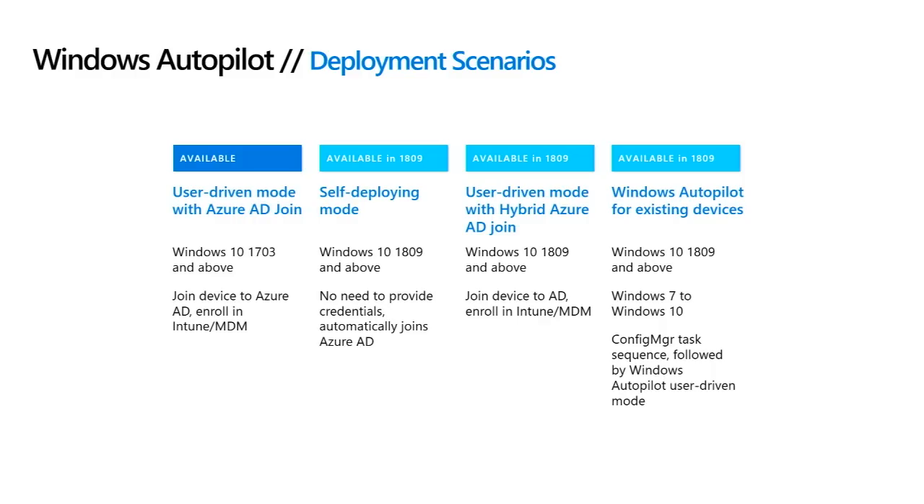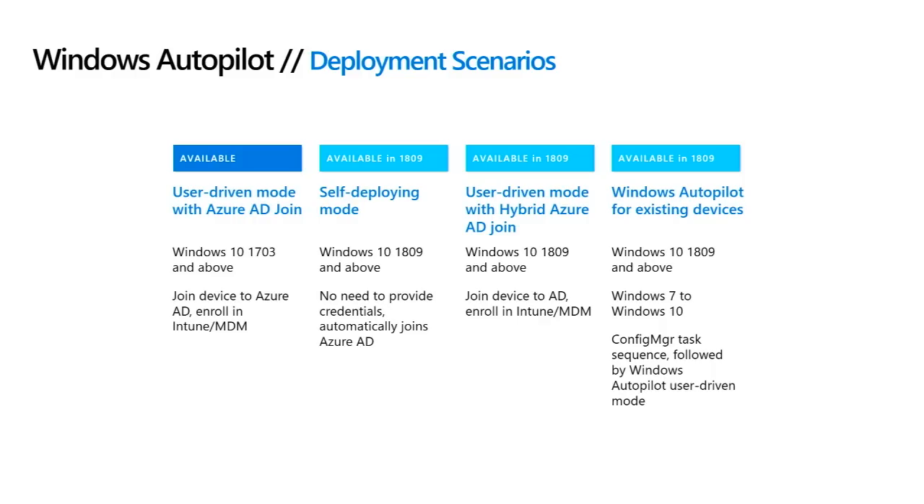The third one is user-driven mode with Hybrid Azure AD. This scenario is the one where, again, similar to the first one, users are prompted for user credentials in the out-of-box experience. However, the end state here is a device that is joined to your on-prem AD and also has a registration into Azure and is also managed either through Intune solely or co-management, so Intune and SCCM.